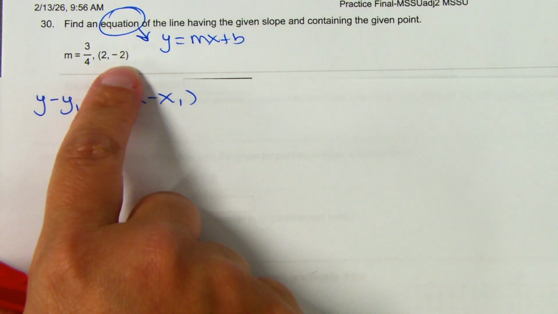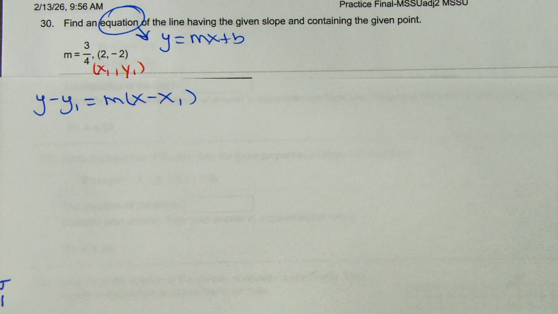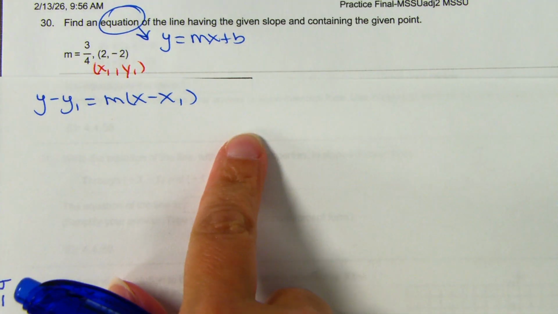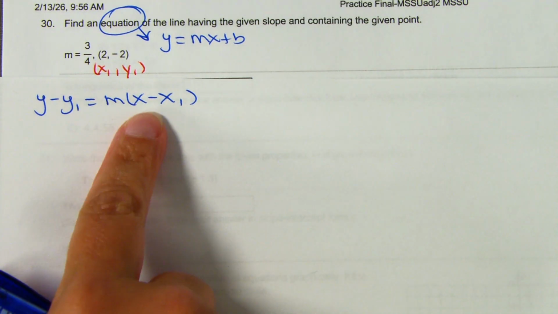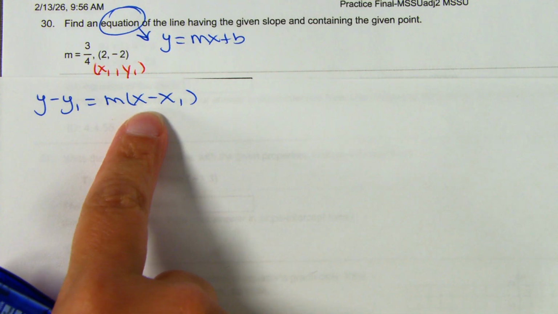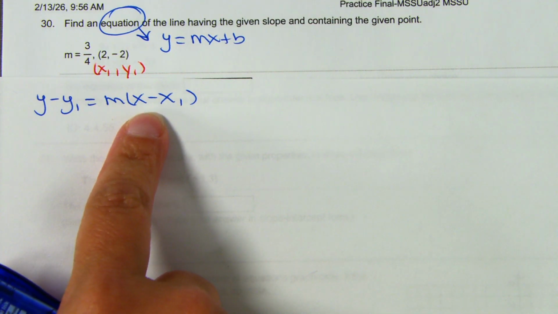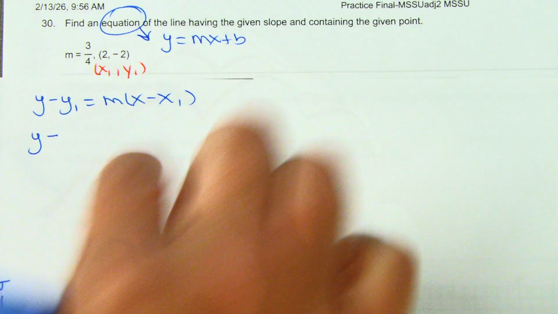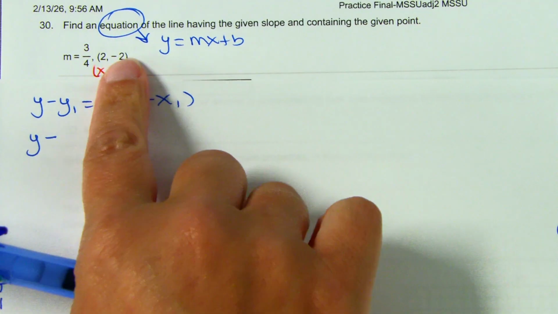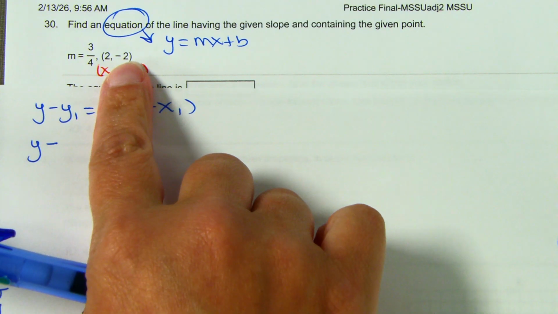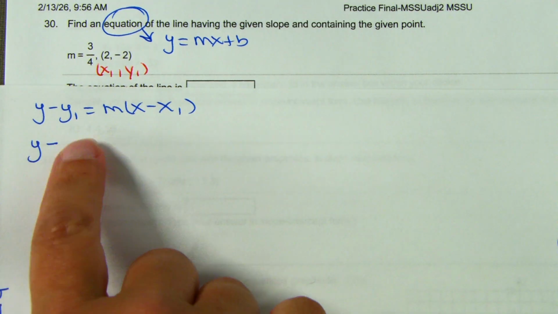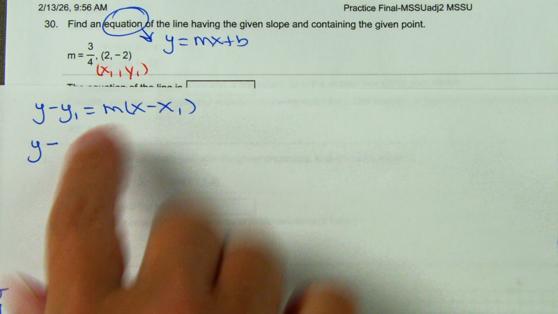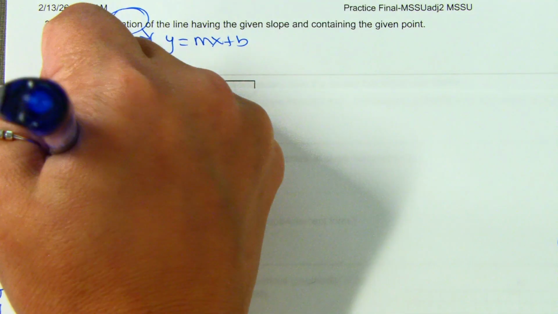So when I go to fill in my equation, the y and the x without the subscripts, without those little ones, will stay my variables. But everything else gets replaced. So I have y minus my y1. Well, my y1 in this case is a negative 2. So I'd have y minus a negative 2. But minus minus becomes a positive. My slope is 3/4 times x minus my x1, which is a positive 2.